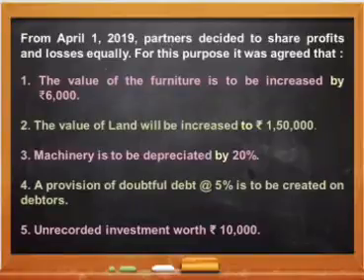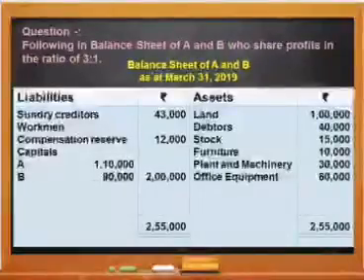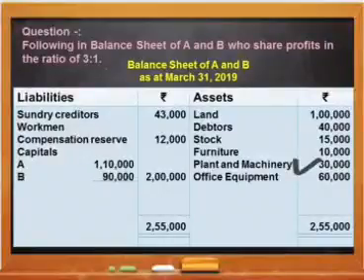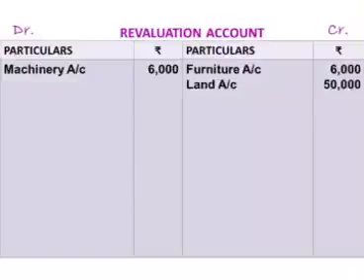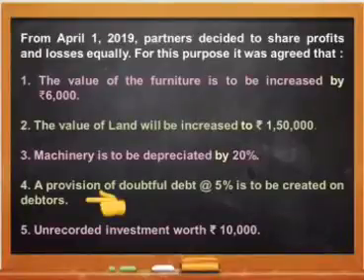Next adjustment says machinery is to be depreciated by 20%. Depreciation means fall in the value of the asset. In the balance sheet, machinery is given at rupees 30,000. Now we have to depreciate it by 20%. So 20% fall in the value will come out to be rupees 6,000. I hope all of you are calculating side by side also. Now this decrease in the asset will make the firm sad, so it will be debited. Machinery account debited 6,000.